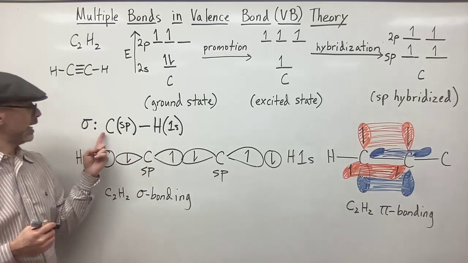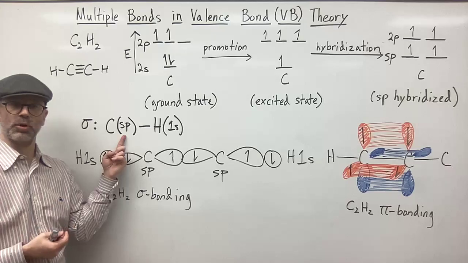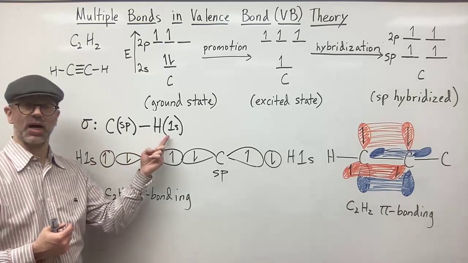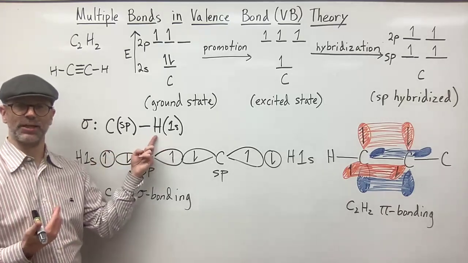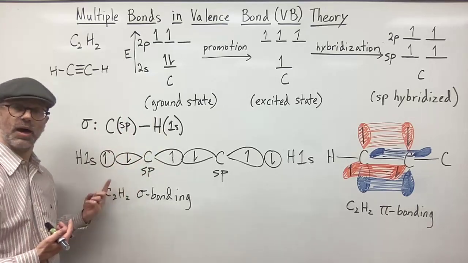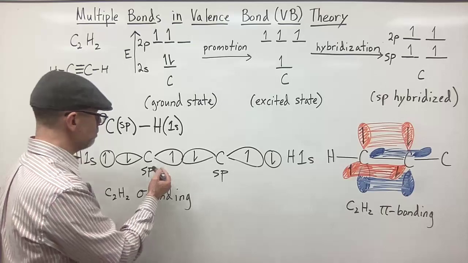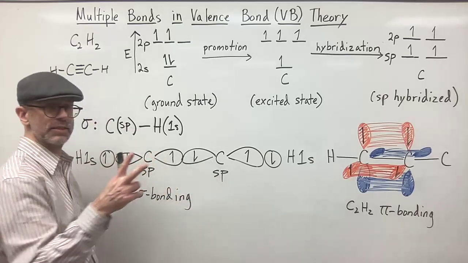And so that is labeling this bond here. It's a sigma, and the orbitals that are overlapping are the sp hybrid orbital of the carbon with the unhybridized s orbital of the hydrogen. So this is the way you would label the bond here.